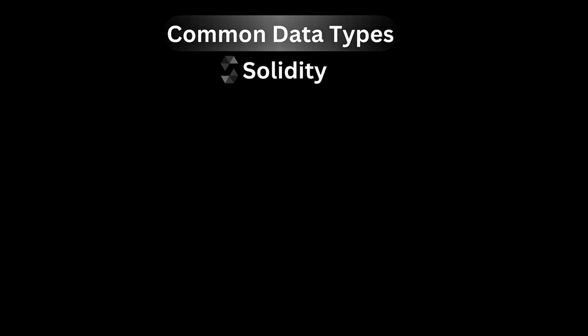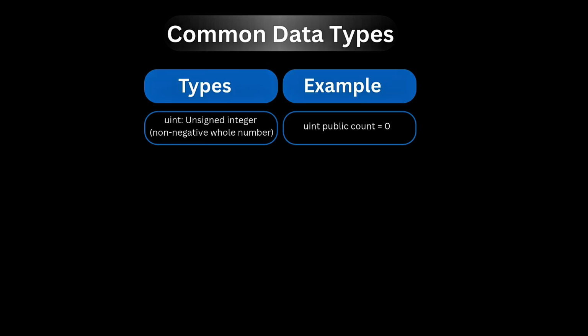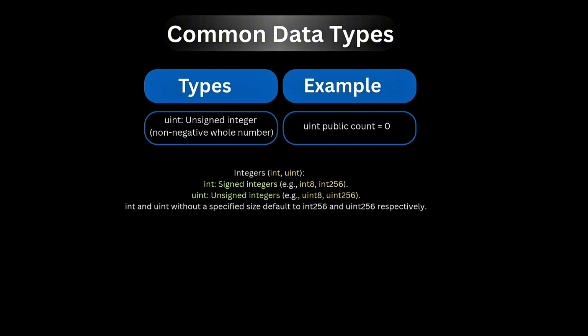Common data types. Solidity has many built-in data types. Here are some common ones with examples. Uint: unsigned integer, non-negative whole number. Example: uint public count = 0. Solidity has two types of integers, int and uint. Int, signed integers, example int8, int256. Uint, unsigned integers, example uint8, uint256. Int and uint without a specified size default to int256 and uint256.